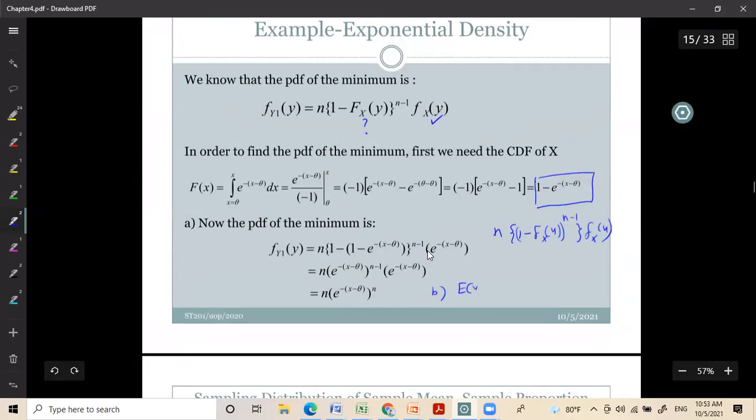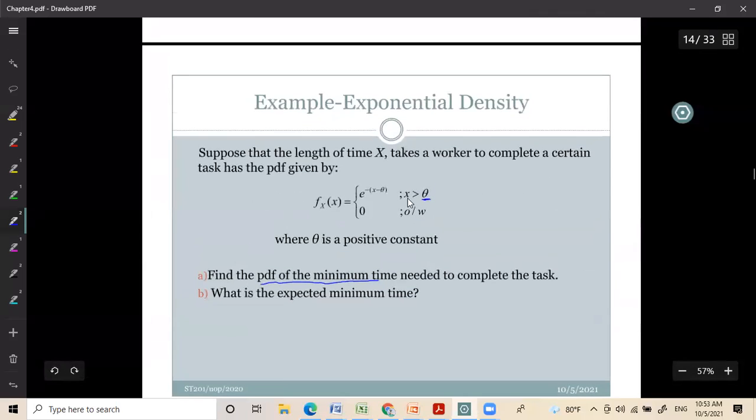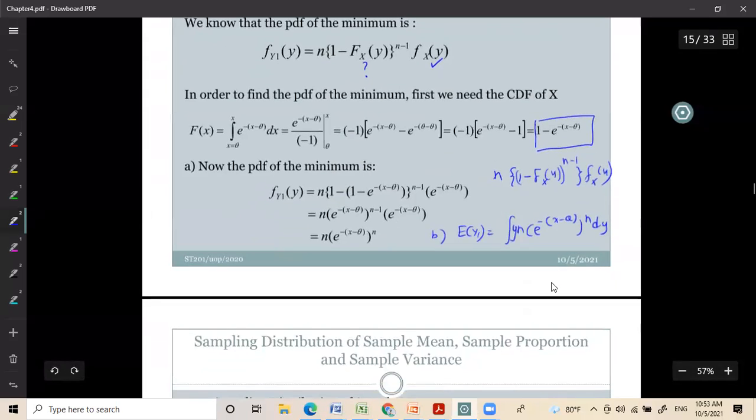The expected value of Y1 is n times the integral of y times e to the power negative (x minus theta), to the power n, dy. You have to integrate it from where to where? It's from theta up to infinity. So y times the PDF of Y1 will give you the expected value of Y1. And if you know the value of n, you can substitute it here and calculate it.